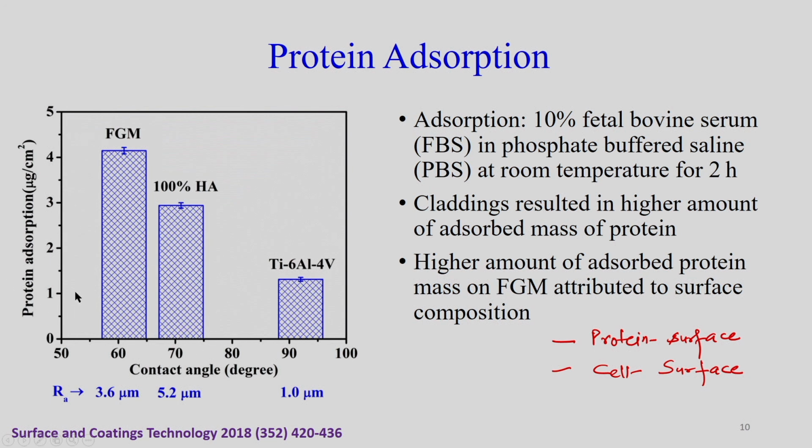as well as due to the change in the surface chemistry. Again in the protein adsorption what we are seeing is the effect of roughness as well as the surface chemistry. Roughness and surface chemistry both are playing an important role here. After the coating, the protein adsorption was enhanced, and this enhanced adsorption is attributed to the surface composition as well as the surface roughness.